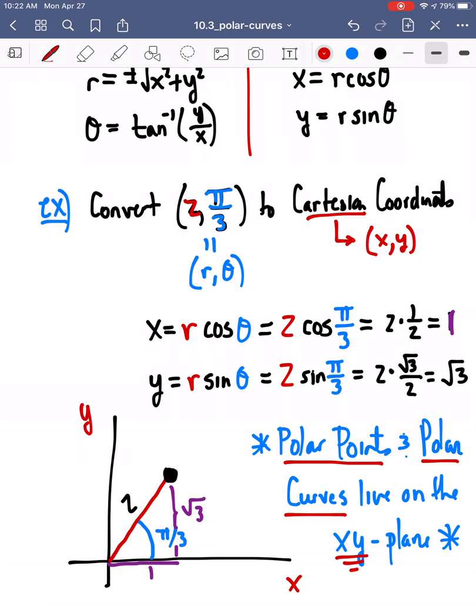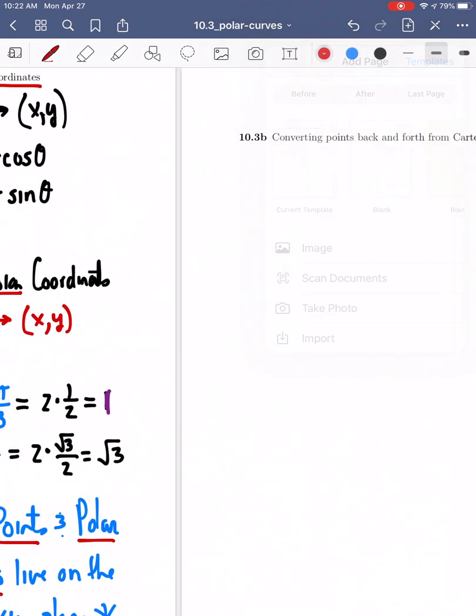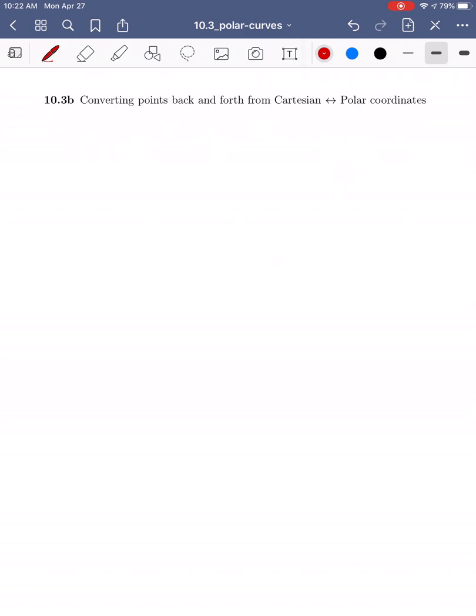All right, let's do another example. And on this example, let's do the opposite. Let's convert the point (-1, 1) in Cartesian coordinates to polar coordinates.